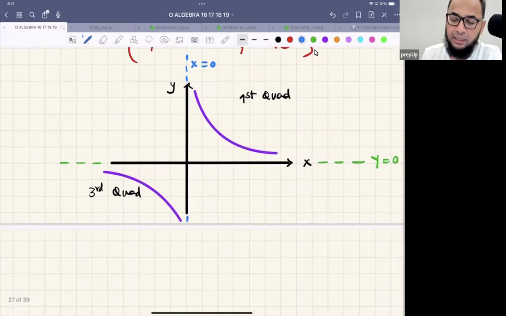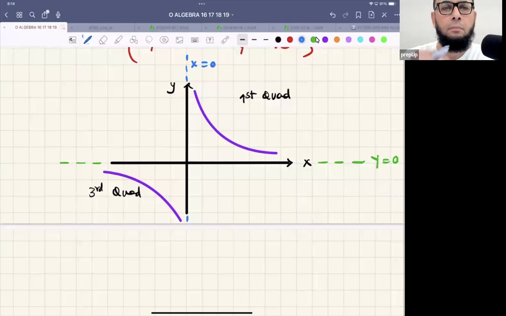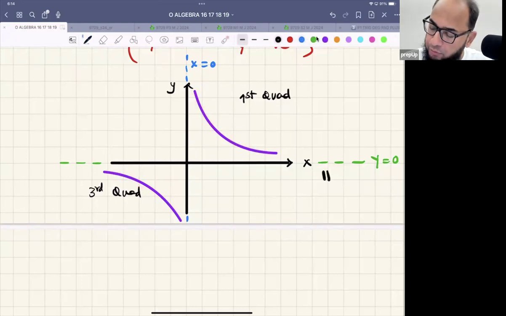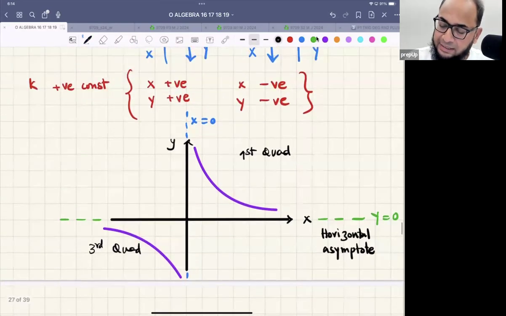So now the graph is drawn in the first quadrant and in the third quadrant. And these are the asymptotes. So this y is equal to 0 is the horizontal asymptote, and x is equal to 0 is the vertical asymptote. So it's a single S.